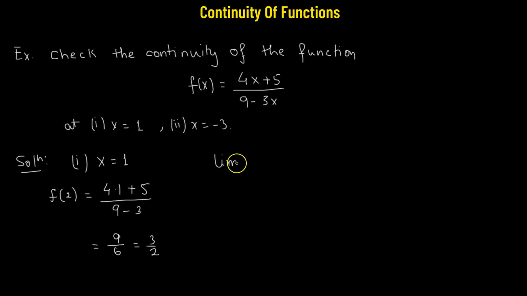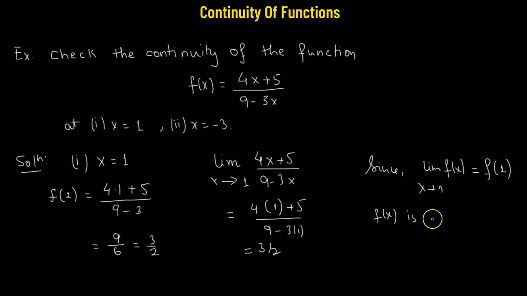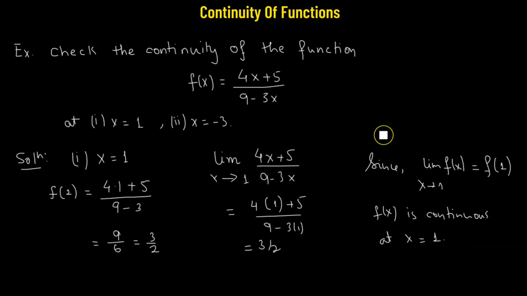Next, we try to find the limit of this particular rational function, (4x plus 5) over (9 minus 3x), when x approaches the value 1. So here also we see that this will be simply (4 times 1 plus 5) divided by (9 minus 3 times 1), which gives us 3 over 2. Since the limiting value of this function f of x when x approaches 1 is equal to the value of the function at x equals 1, we say that f of x is continuous at x equals 1. Let's go to the second problem.